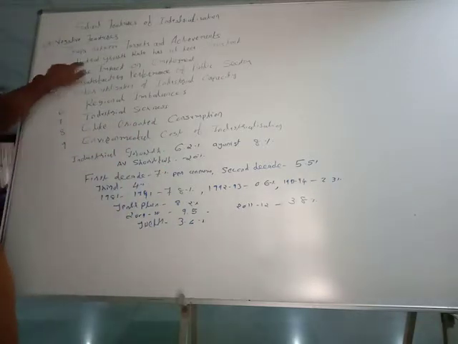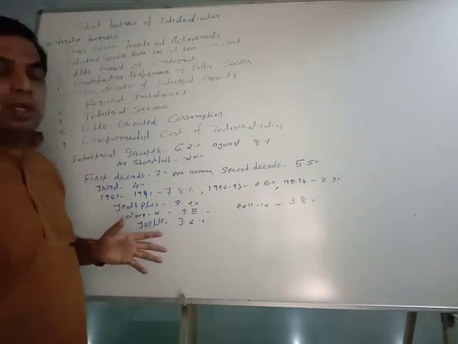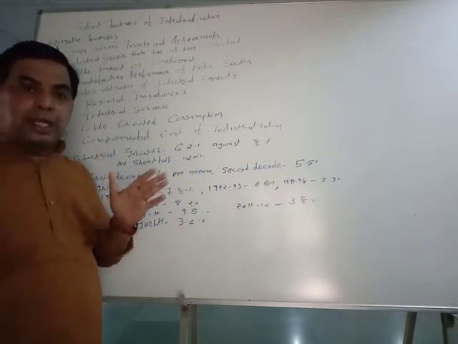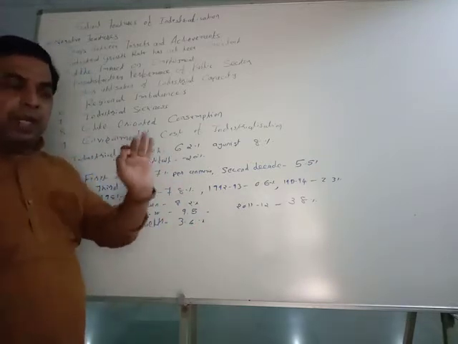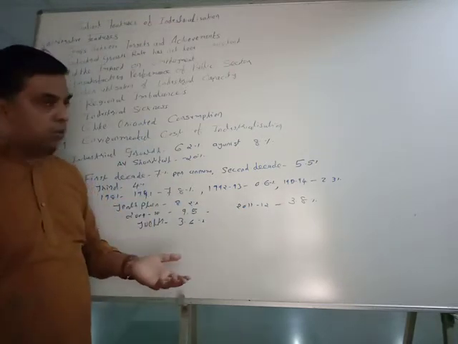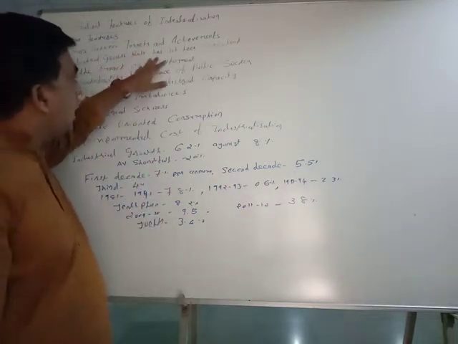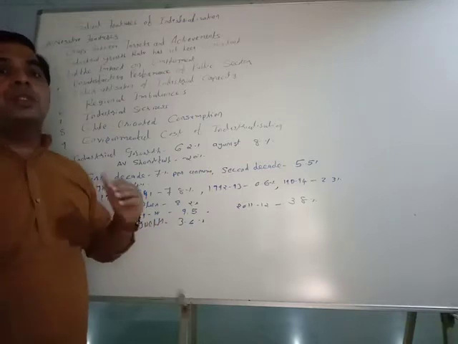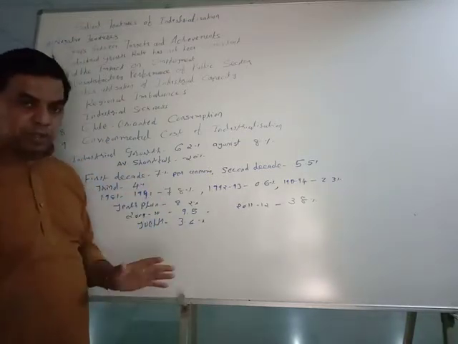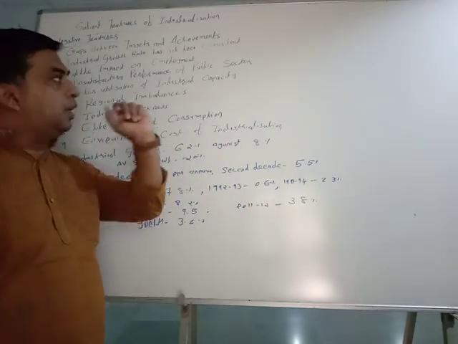Second, industrial growth rate has not been consistent. Of course, it is true that industrial growth rate is quite impressive compared to other growth rates like agriculture or overall economic growth rate. But what is the limitation? Our industrial growth rate has not been consistent. There are many ups and downs, zigzag in our industrial growth rate.